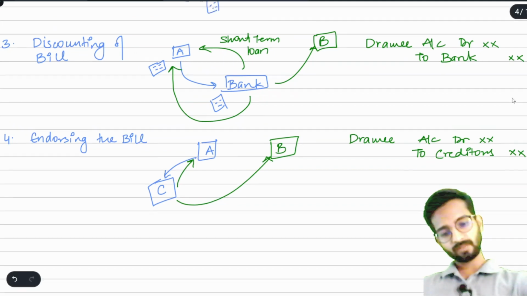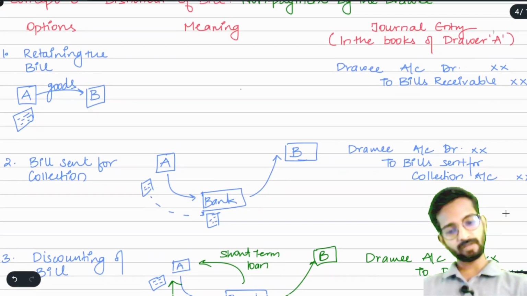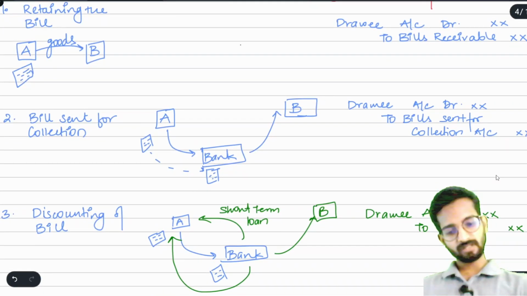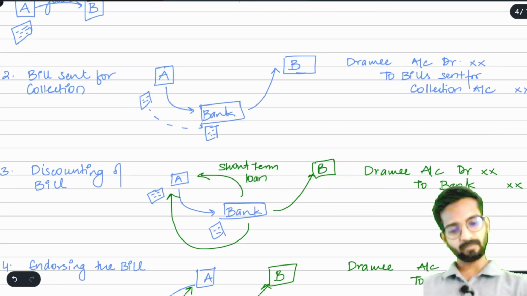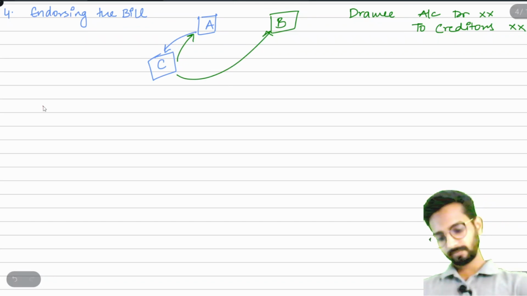See, it is very simple. You have to just focus that whenever bills are dishonored, the drawee account will always be debited. It can be bills receivable. If it is a bill sent for collection, then bill sent for collection. If it is bank, then bank. If creditors, then creditors. Simple enough. One more thing we have to remember here is, in the books of the drawee, what will be the journal entry?